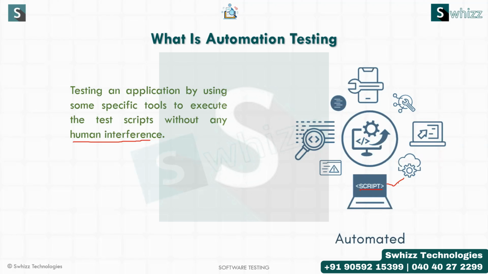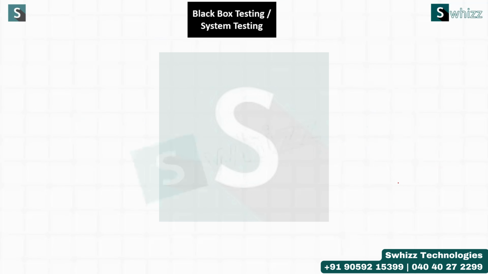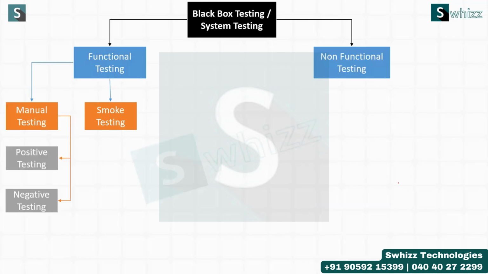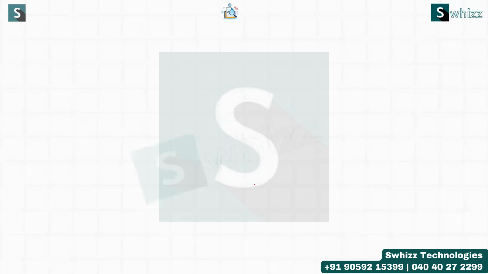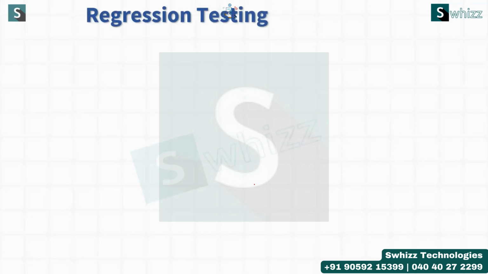So what are the different testings we have? We already discussed black box testing, functional testing, and non-functional testing. Under automation testing, we also discussed retesting and regression testing. Some videos are already in our software testing playlist on the Swhizz Technologies YouTube channel. If you have not gone through regression testing in detail, please go through it once.